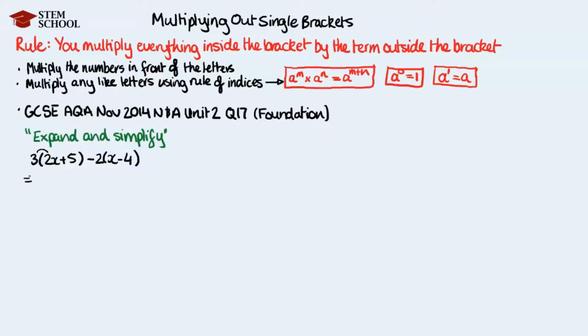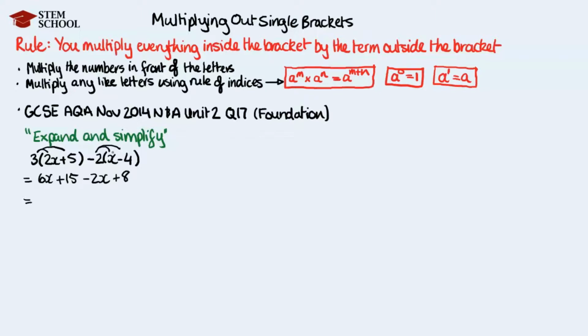So we have 3 times 2x, that'll be 6x. Then we have 3 times positive 5, and that'll be plus 15. Now let's move into the second part of the expression. So we have minus 2 times x, that'll be minus 2x. And then we have minus 2 times minus 4. Two negatives multiplied by each other is a positive, so we get positive 8.